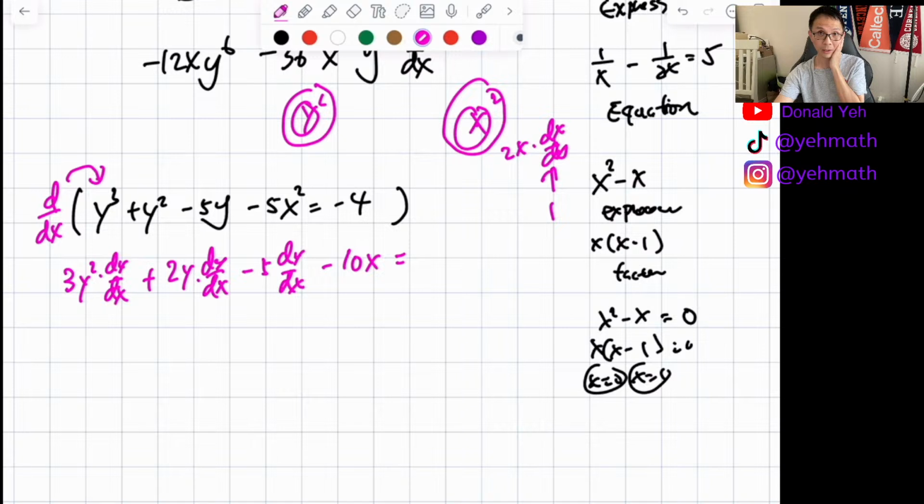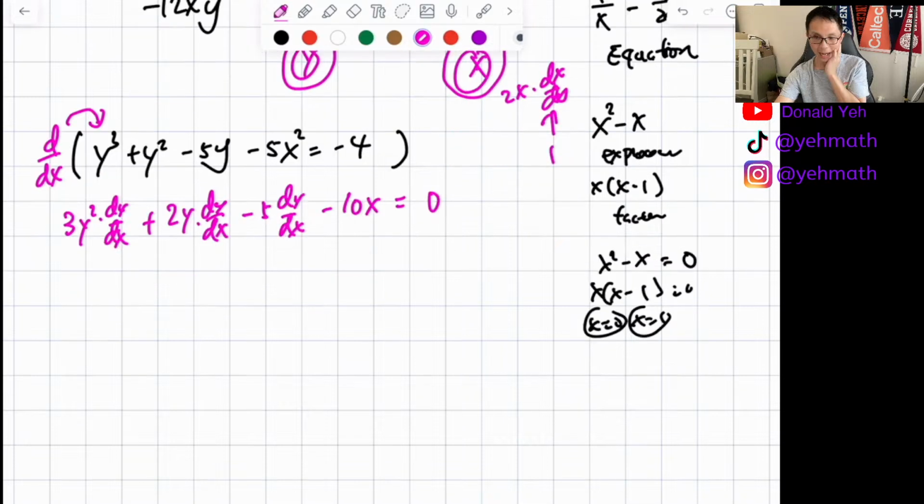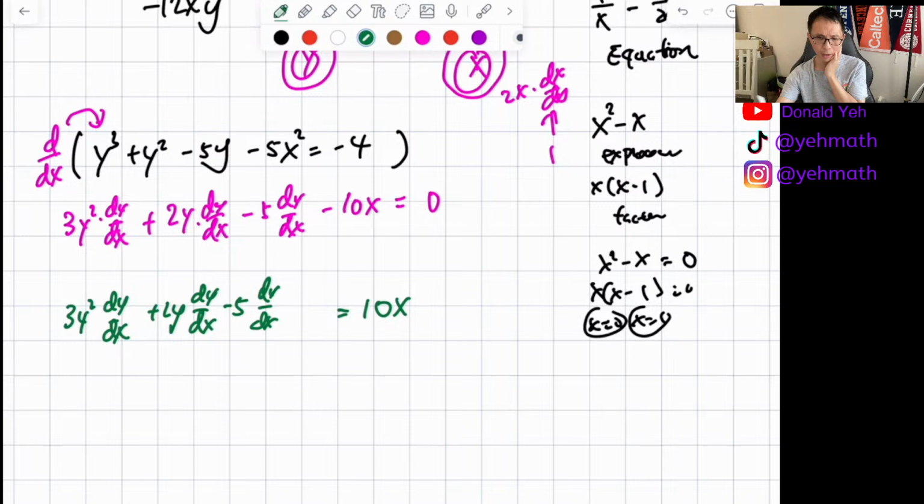Okay, so now you're gonna find the dy dx. How do I find the dy dx? Well, we can isolate the dy dx terms. All the dy dx terms are here, here, here. What's the best way to isolate them? Just move the 10x to the other side. Anything that doesn't have a dy dx, you move to the other side. So now you get 3y squared dy dx plus 2y dy dx minus 5 dy dx. This is why I told you guys to solve for a variable very early when we were doing the algebra review. Just solving for a variable, but this time we're solving for dy dx.